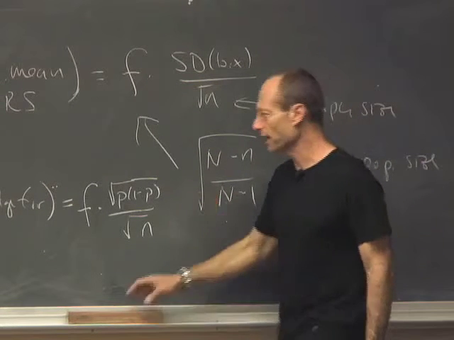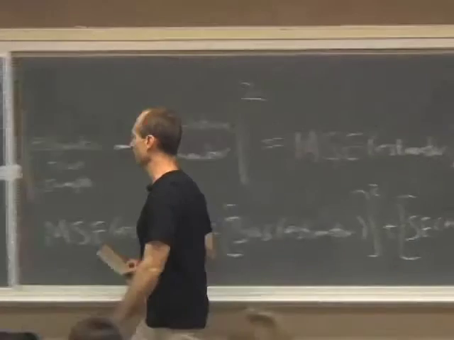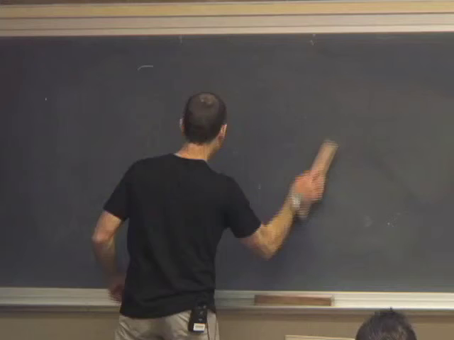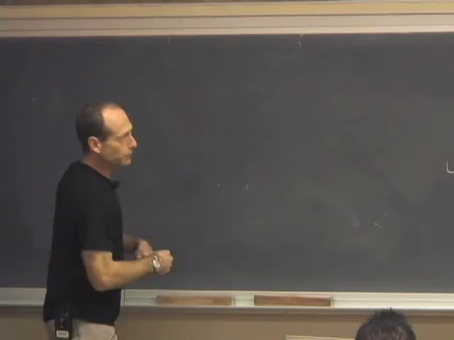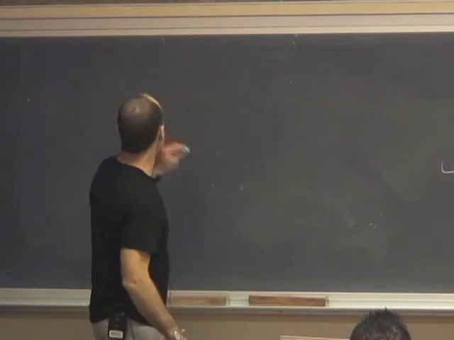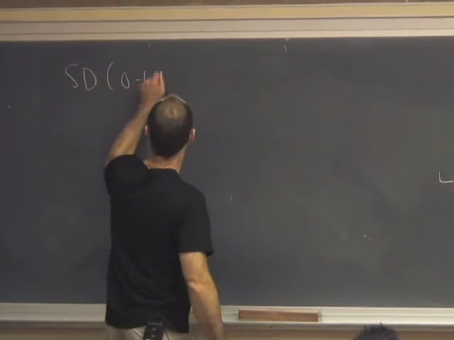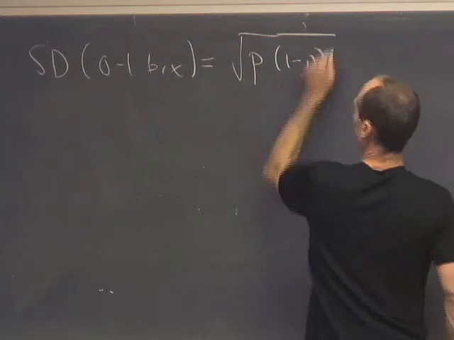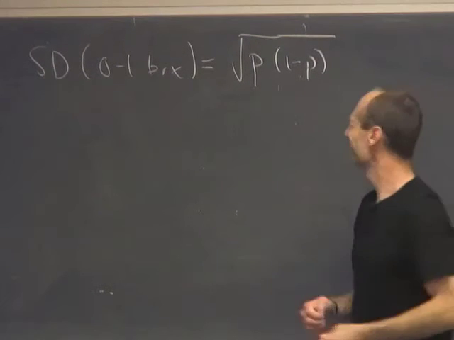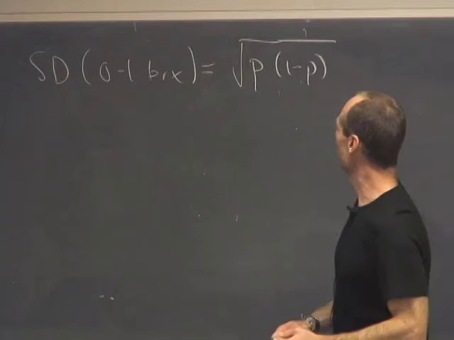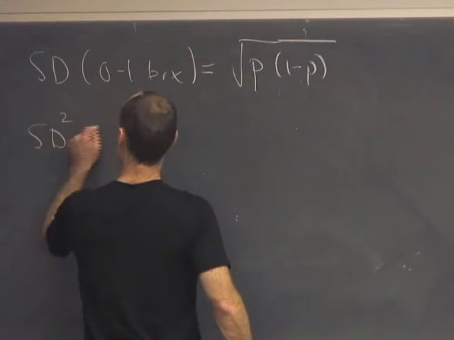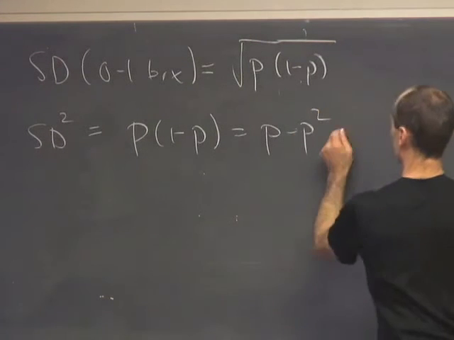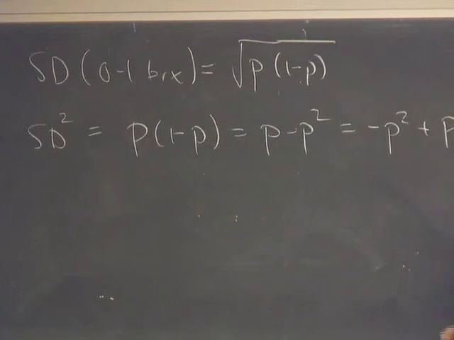Once upon a time, we talked about the fact that if we look at the square of the SD of a 0, 1 box, so the SD of a 0, 1 box is equal to the square root of p times 1 minus p. This rings a bell, yes, now. Didn't 5 minutes ago, but now it does. OK, and so the SD squared is equal to p times 1 minus p, which is p minus p squared. And we could write that as minus p squared plus p if you want.